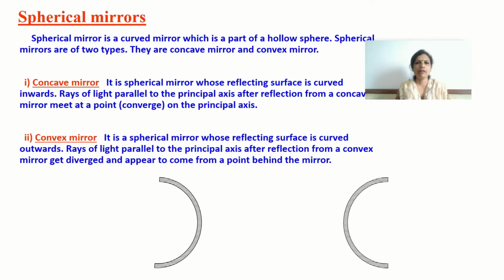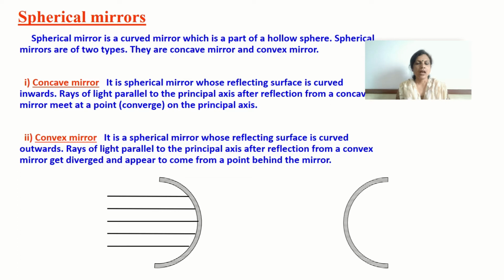And when the rays of light are incident parallel to this reflecting surface, after reflection, all these rays, they meet at one point on the principal axis. Since the rays of light, they converge, this is called as converging mirror.